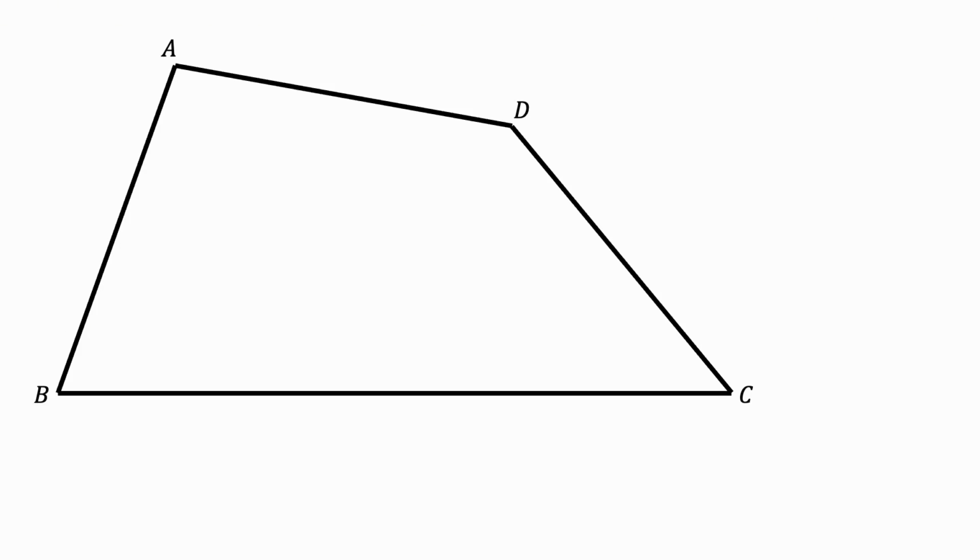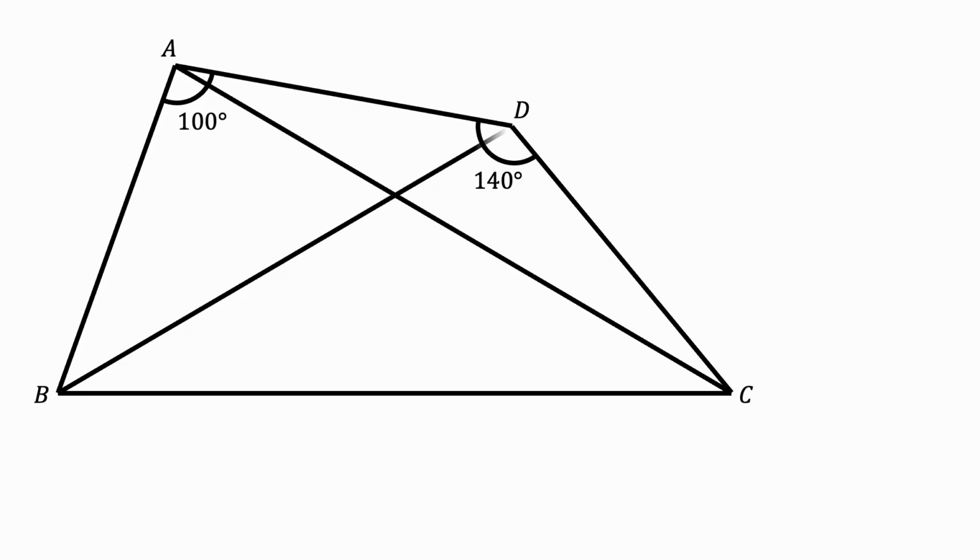In this video, we want to solve the following problem. Given convex quadrilateral ABCD, angle DAB equals 100 degrees and angle CDA equals 140 degrees. Join A to C and B to D. Given that angle ABD equals 40 degrees, angle DBC equals 30 degrees, and angle ACD equals x. The goal is to find x.